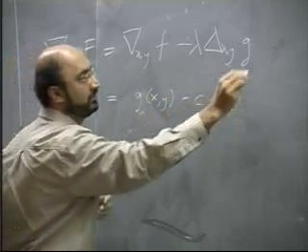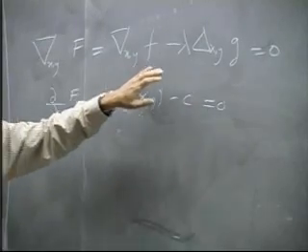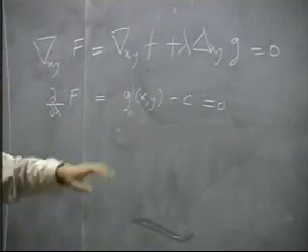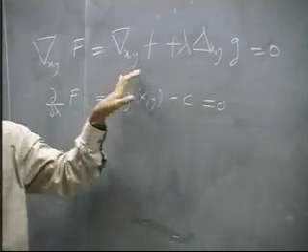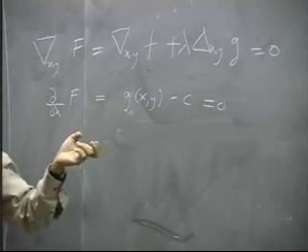And if you set this to 0, we are going to get, is it a plus or a minus? Okay, plus. It doesn't matter. Lambdas can be negative. So if you do this, we get the two gradients to align. And if we do this, we get the constraint.